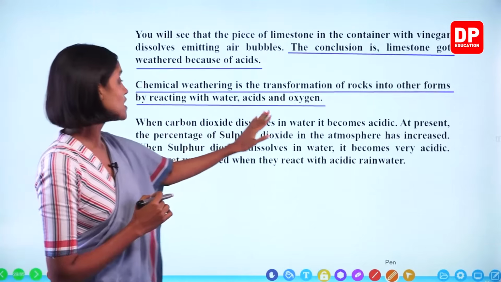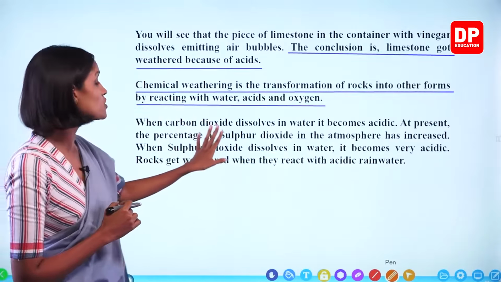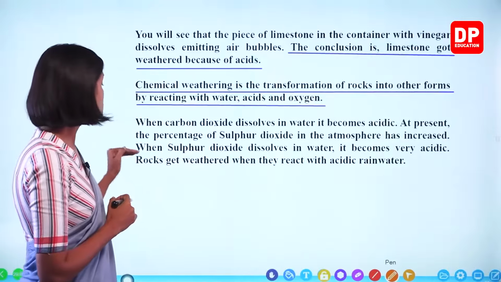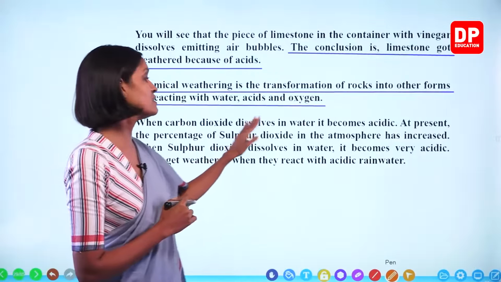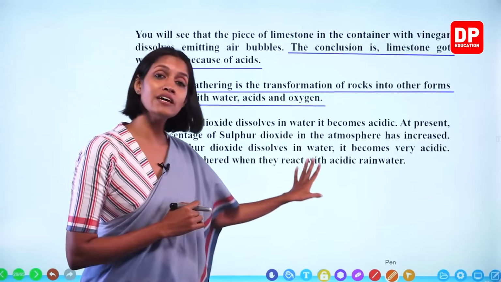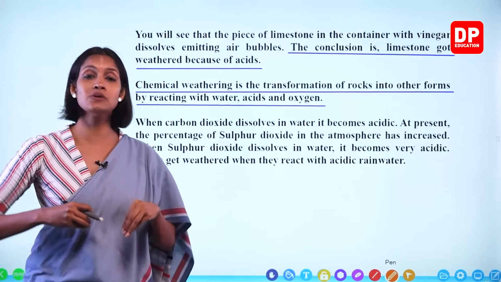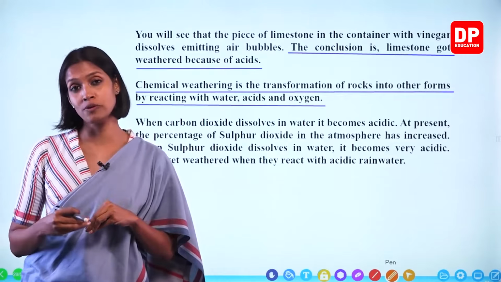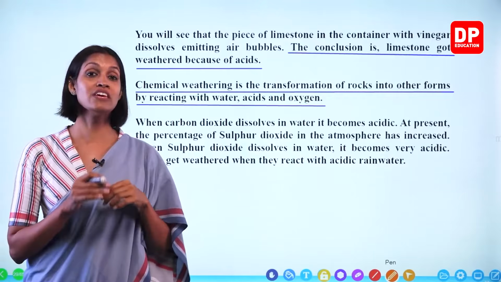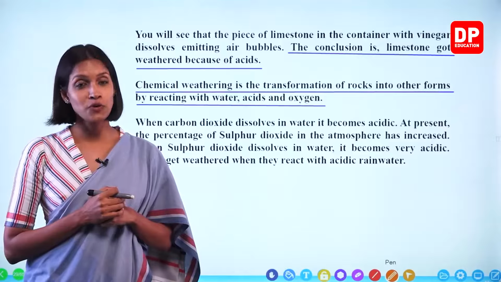So the percentage of sulfur dioxide in the atmosphere has increased. When sulfur dioxide dissolves in water, it becomes very acidic. So rocks get weathered when they react with acidic rainwater. Okay, children, not only limestones, earlier we did the experiment with limestones. You all know that limestones undergo changes and marbles also form. So when marble structures, those marble statues and all, are exposed to acid rains, they will also get weathered.